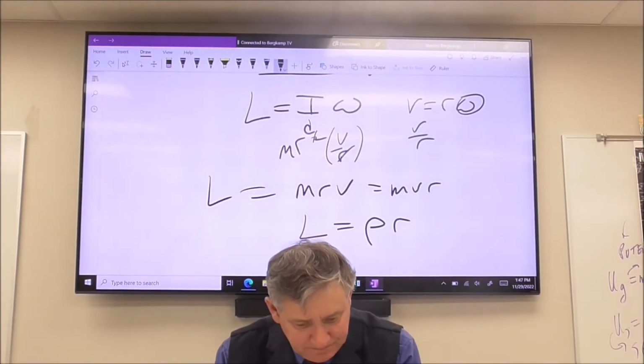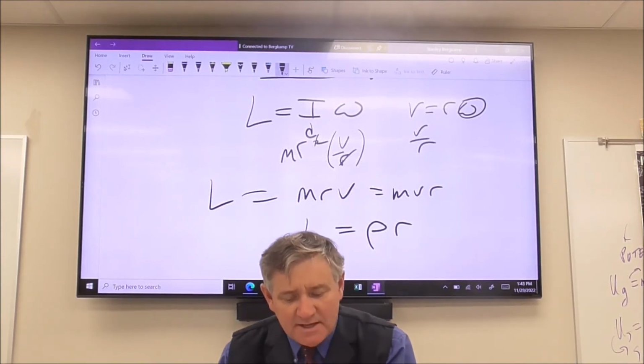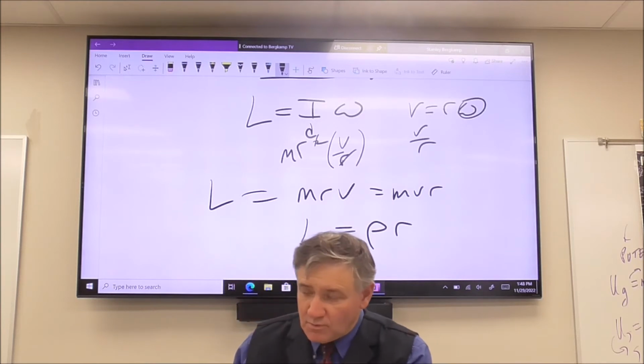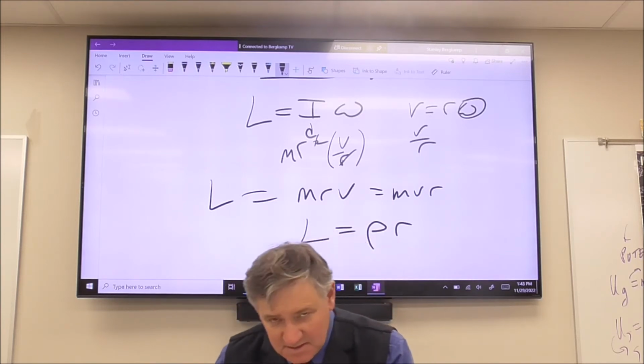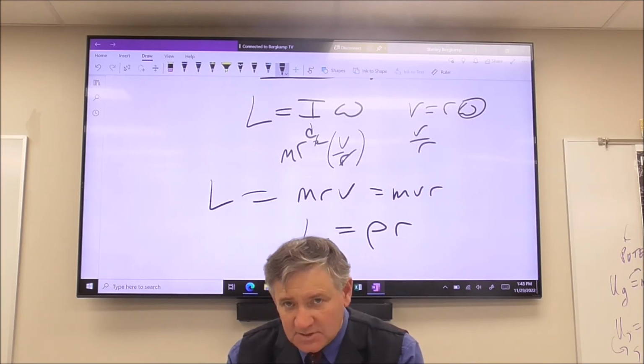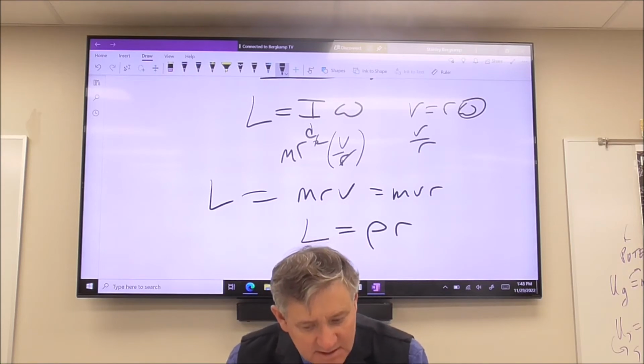Now, here's the deal. The whole key to this question is that the ball is going to bounce back. So right away when the ball bounces back, what do you know about the velocity? Is the velocity going to change sign or not change sign? It's going to change sign, right?